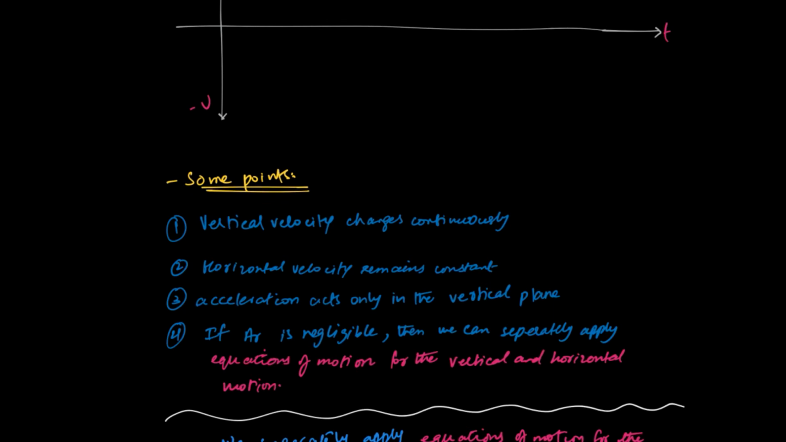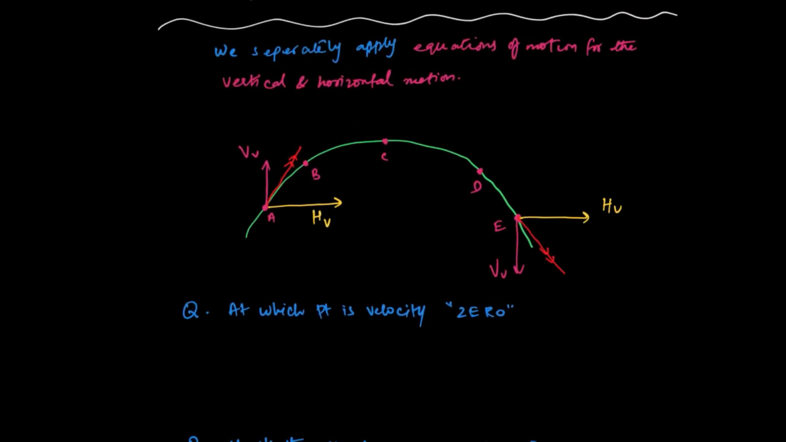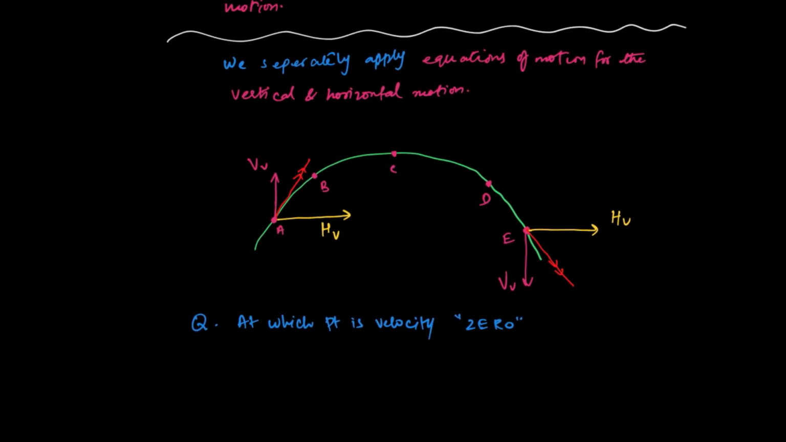And the reason is that velocity would decrease at a constant rate in the vertical plane, there would be no air resistance, and the time taken in the vertical plane would be equal to the time taken in the horizontal plane. So that would eventually help us in using the equations of motion separately. And here is an example where we could apply equations of motion separately for the horizontal and vertical motion.